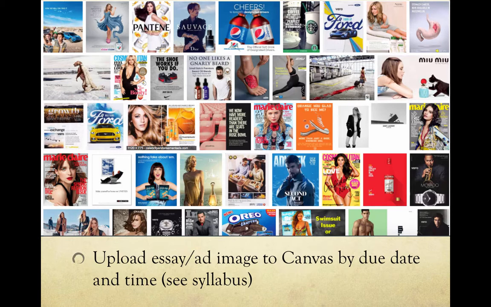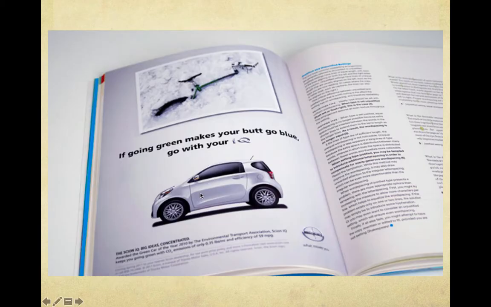So let me give you an example. This is if I was doing this assignment. There we go. I found a rather obscure magazine on purpose because I didn't want people to use this ad, and I'll just underscore, please don't use this ad because I'm going to give you sort of the answer here, but just use this as an example of what you could do.